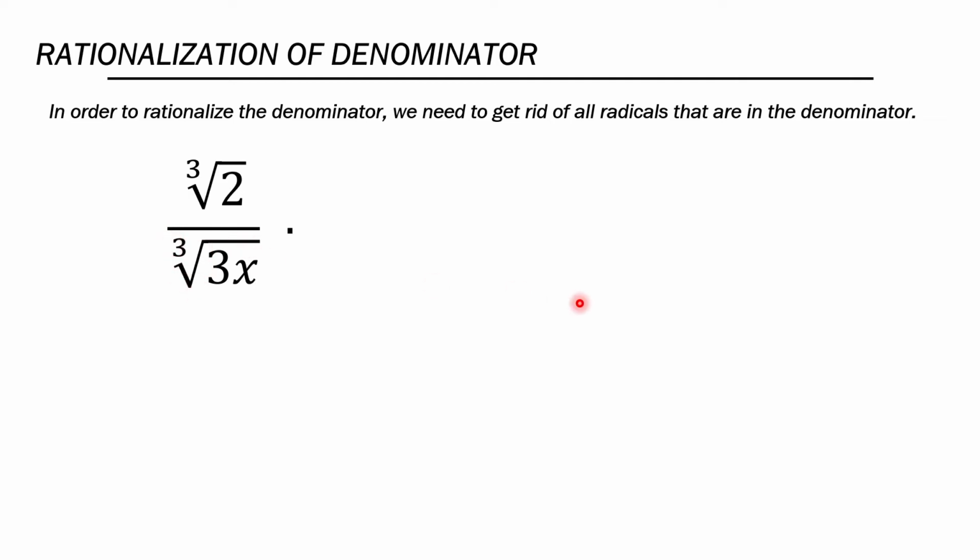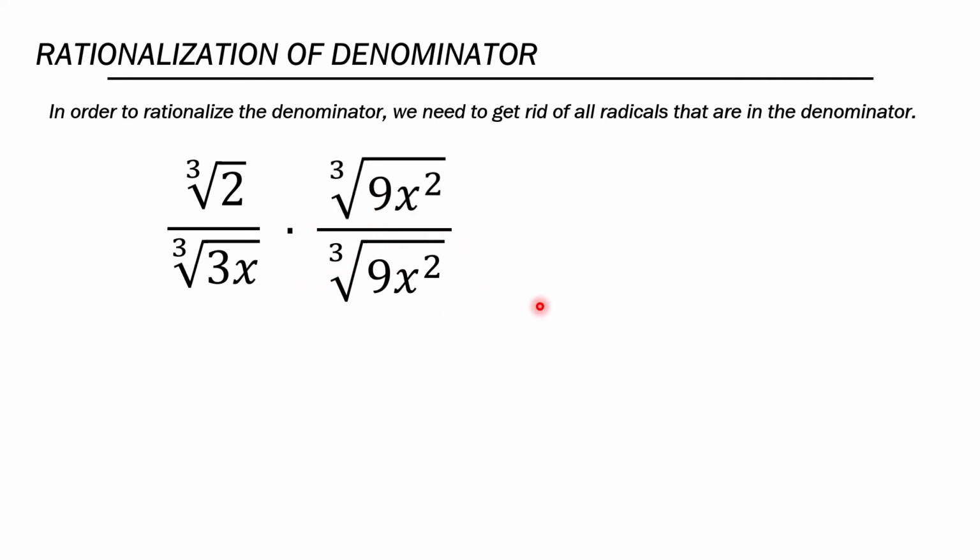Because this is a cube root. So what number do we multiply with 3 to become a perfect cube? That is 9. Then what do we multiply with x to become a perfect cube? x squared. Okay? So whatever we multiply in the denominator, we multiply the same in the numerator. Then multiply. So 3 times 9 is 27. x times x squared is x cubed.